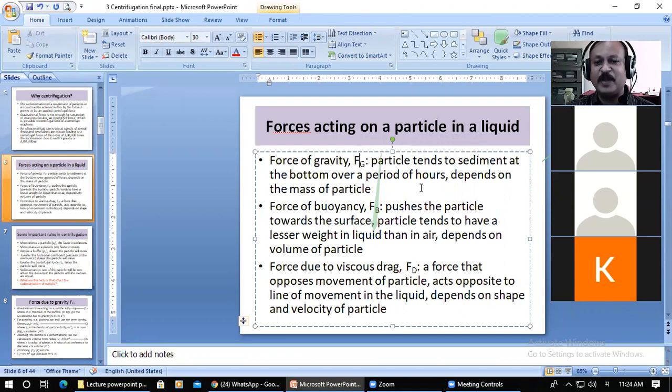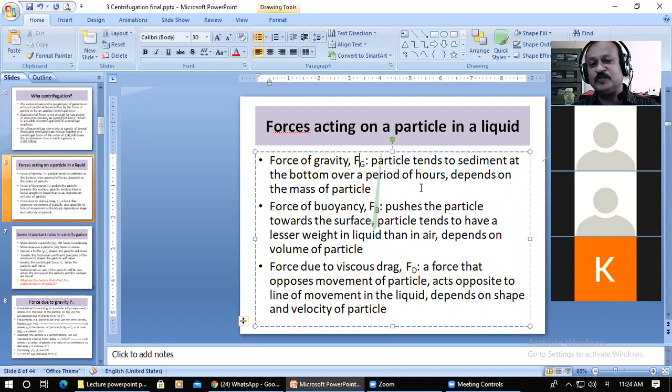If it is a heavier particle, of course I'm not talking right now about a bacterial cell, because a bacterial cell will not sediment easily in a liquid. But if it is any other particle which is heavier than a bacterial cell, then that particle will tend to sediment in the liquid towards the bottom of that container. It may be a test tube, or a flask, or anything else. That will take a certain time, it may be minutes or hours, depending upon the mass of the particle. That was about the force of gravity.